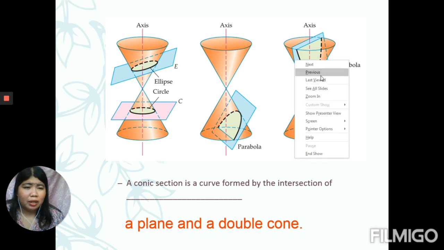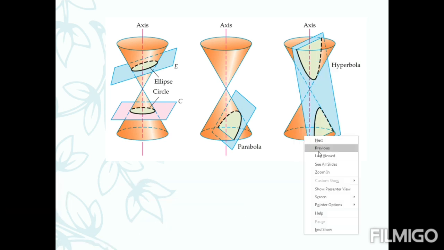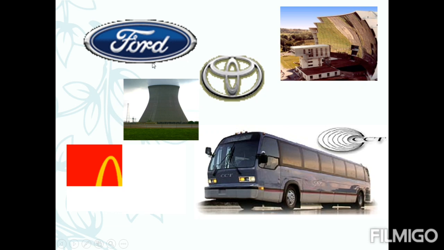Kung babalikan natin yung kanina nating object, this one is an ellipse. This is also an ellipse. And this one, hyperbola. And this one, parabola. Ellipse. Yung gulong na ating bus is a circle. And this one, yung curve ng McDo is a parabola.